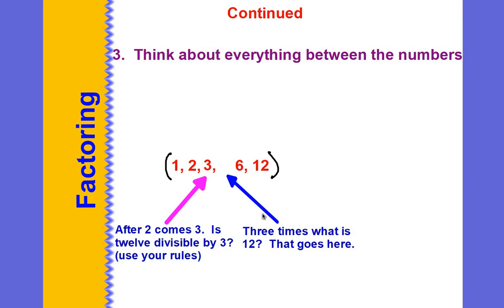So then I think, 3 times what gives me 12? Well, 3 times 4 gives me 12, so I know 4 is a factor of 12. And then I make sure to put it inside parentheses.